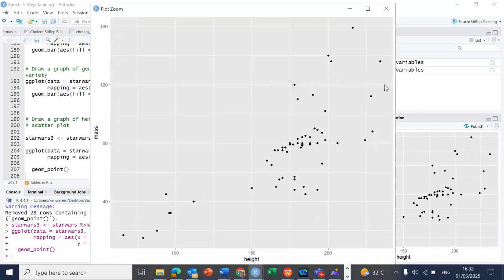So you can see the map. Let me escape to the map graph of the relationship between height and mass. You can see there's a semblance of a linear relationship. As height is increasing, mass is also increasing.